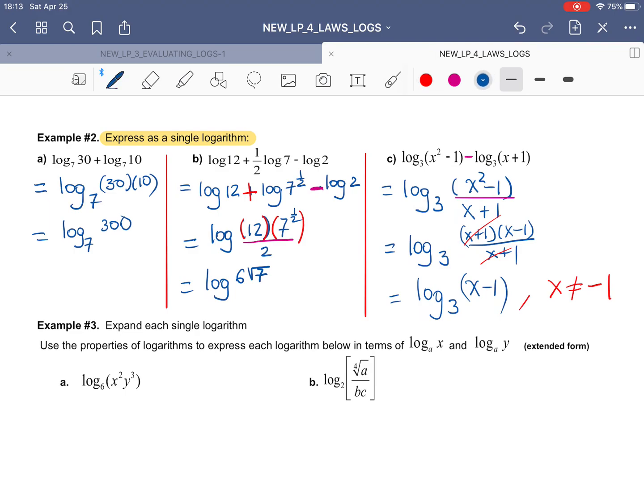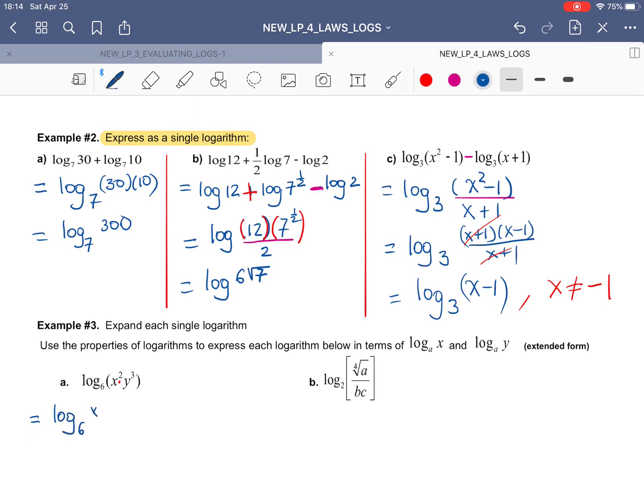The next example actually deals with using the properties of log to express each logarithm in terms of either log a x or log a y. So this is called simplifying, or sort of expanding the logs, but we want to expand it in terms of these two smaller terms. So we have log with base 6 of x squared y cubed. So it means we have a product that we need to deal with first.